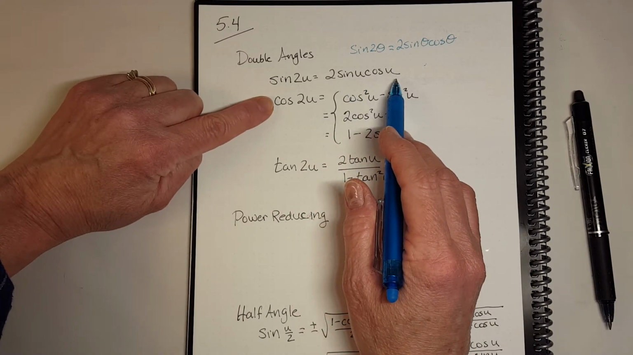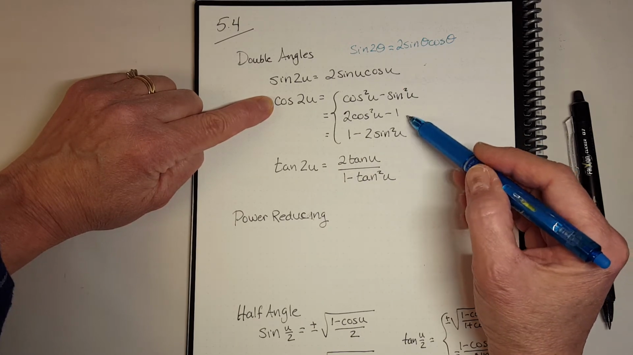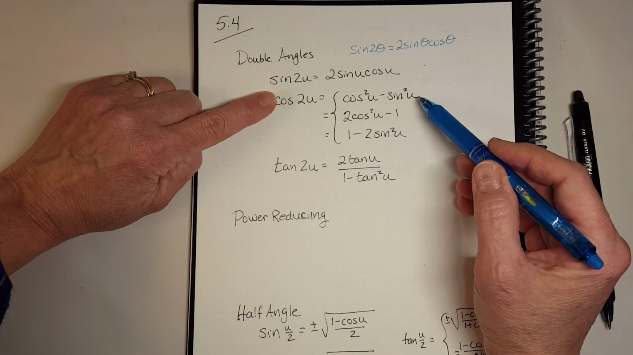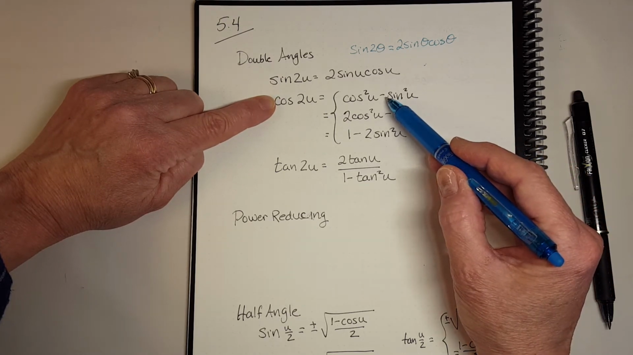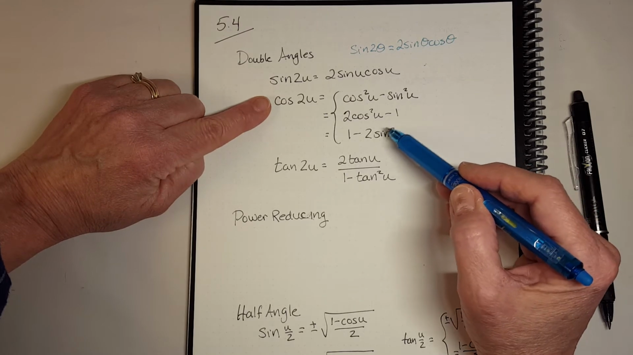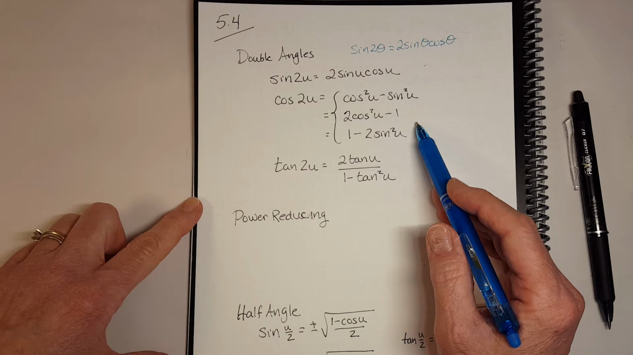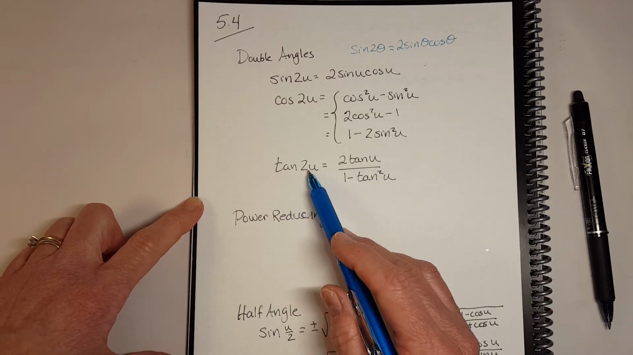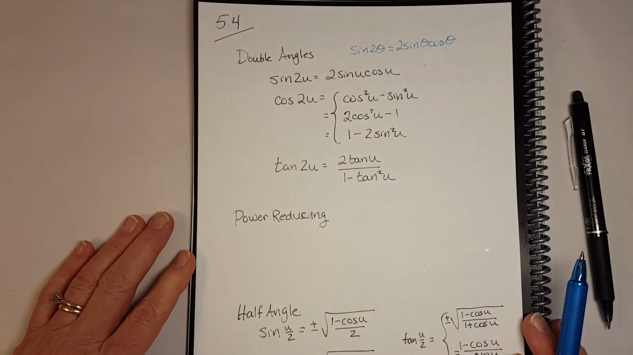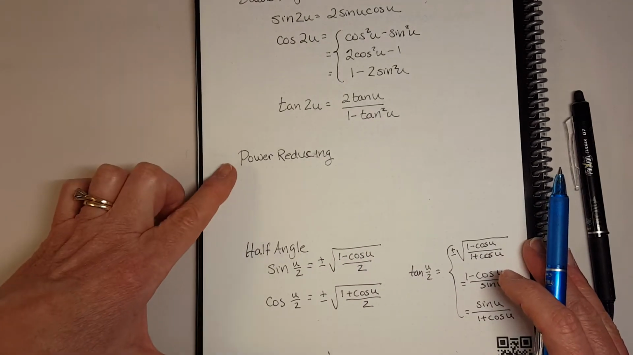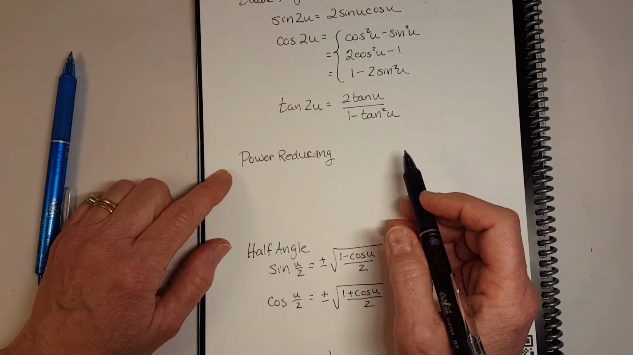If you have cosine of 2 times an angle, there are 3 different identities for that. So you have to pick the one that is the easiest to use in whatever problem you're in. So it's either cosine squared u minus sine squared u. Be careful, that's not a plus. Or it's 2 cosine squared u minus 1, or 1 minus 2 sine squared u. And we'll prove a couple of these in our first couple problems. And then tan of 2 times an angle is 2 tan of the angle over 1 minus tan squared of the angle.